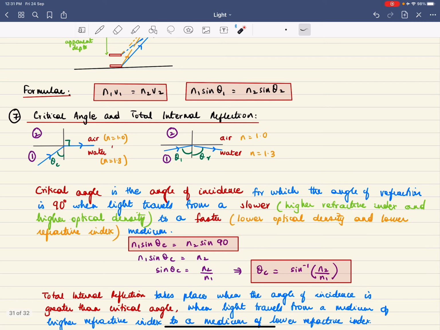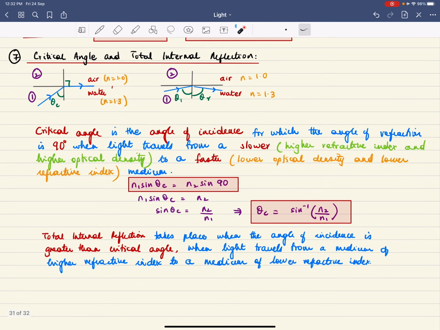Then moving on to critical angle and total internal reflection. When light travels from a slower medium, like from water to air, light goes faster in air, so from a slower to a faster medium, the angle of incidence for which the angle of refraction is 90 degrees is called the critical angle. And if you go any bigger than the critical angle, there's not going to be any refraction, but all of the light is going to get reflected within the same medium. So that's called total internal reflection.